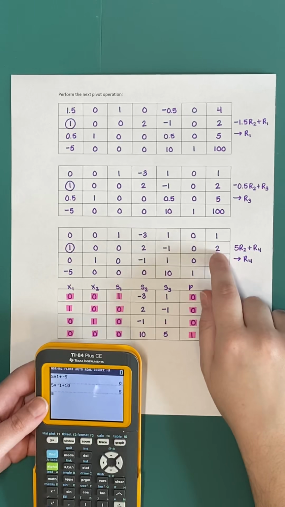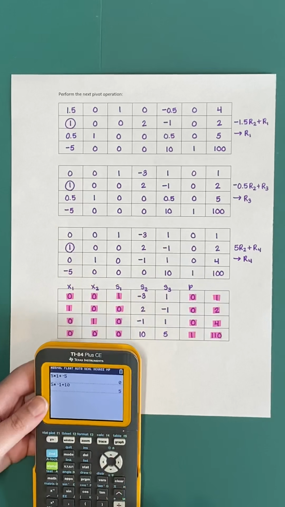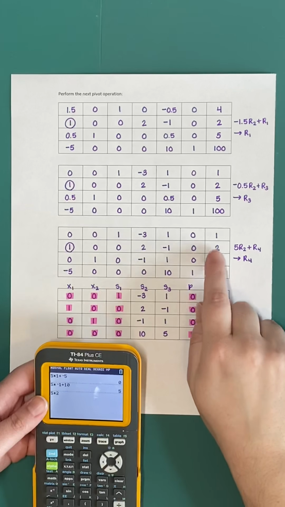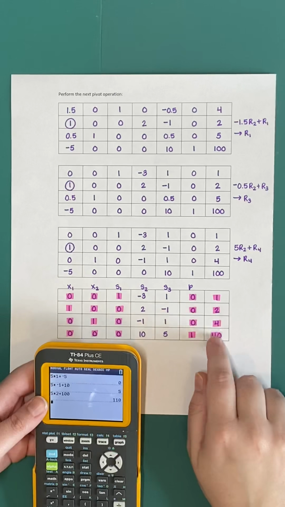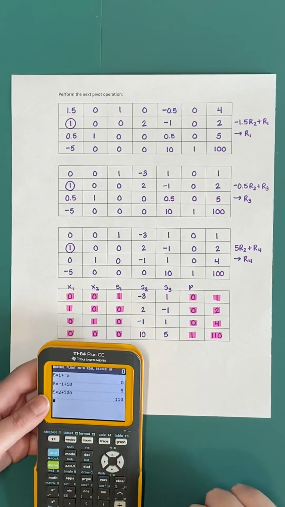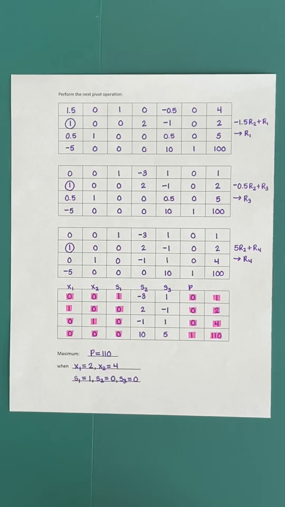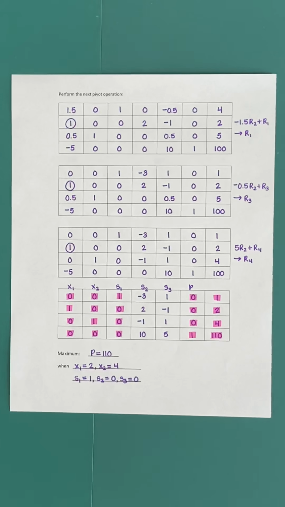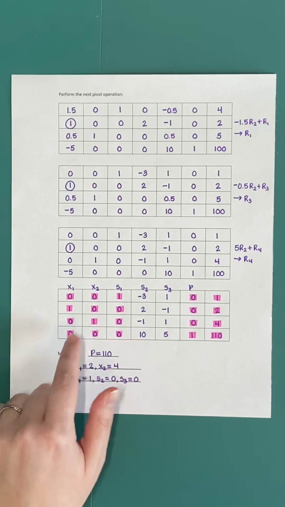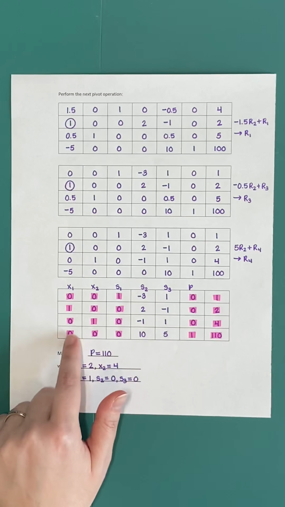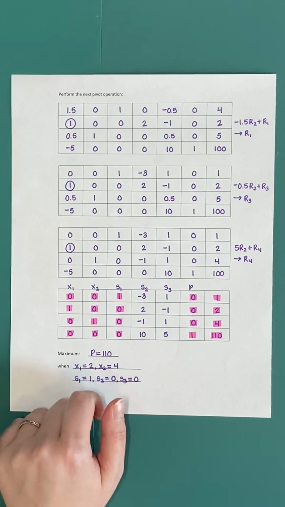Okay, last column. So 5 times 2 plus row 4, so plus 100, is going to give us 110. So that's going to be the last element. There we go. Okay, so we cleared the first column, our current pivot column. We've cleared the second one. I look at my bottom row, no more negative indicators, so that means we're done.